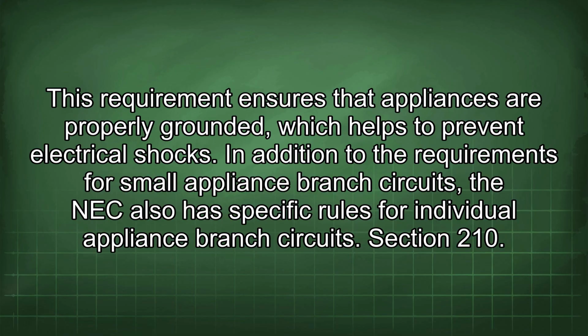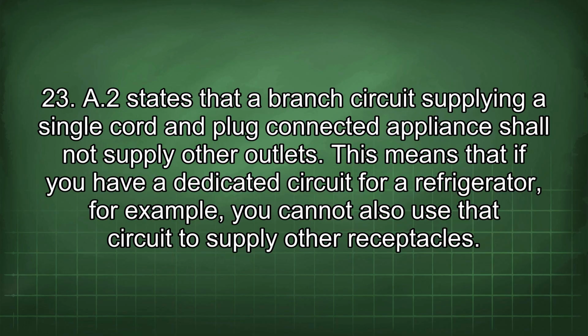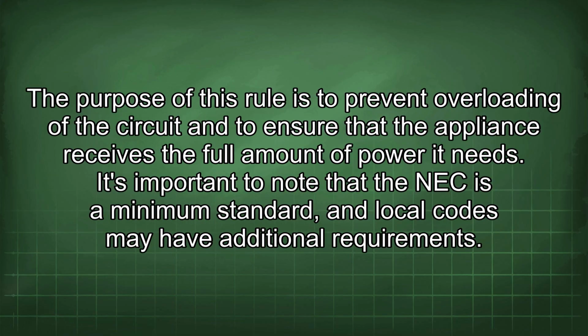In addition to the requirements for small appliance branch circuits, the NEC also has specific rules for individual appliance branch circuits. Section 210.23(a)(2) states that a branch circuit supplying a single cord and plug-connected appliance shall not supply other outlets. This means that if you have a dedicated circuit for a refrigerator, for example, you cannot also use that circuit to supply other receptacles. The purpose of this rule is to prevent overloading of the circuit and to ensure that the appliance receives the full amount of power it needs.